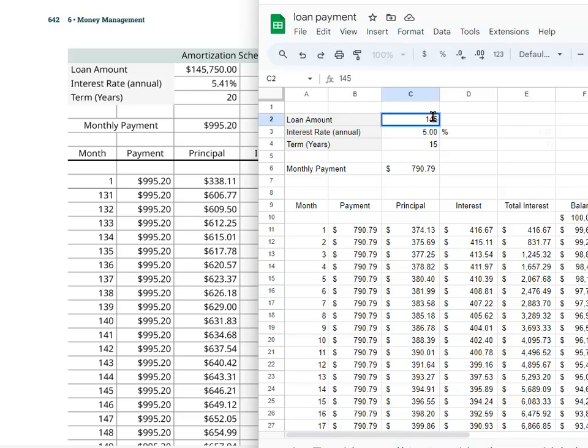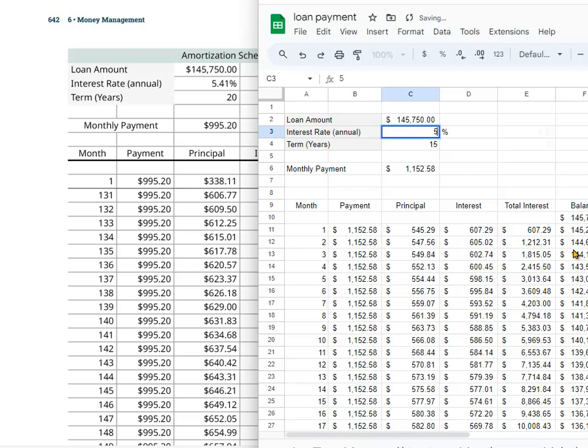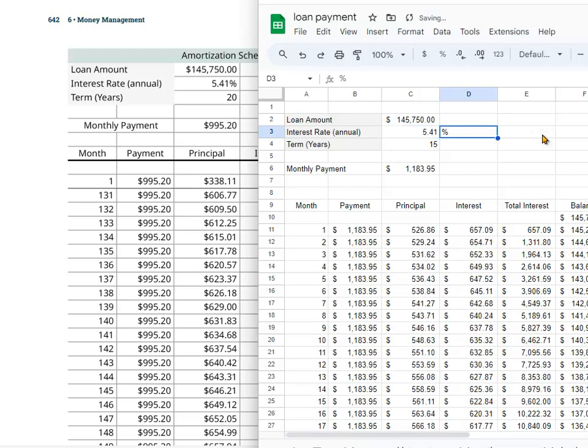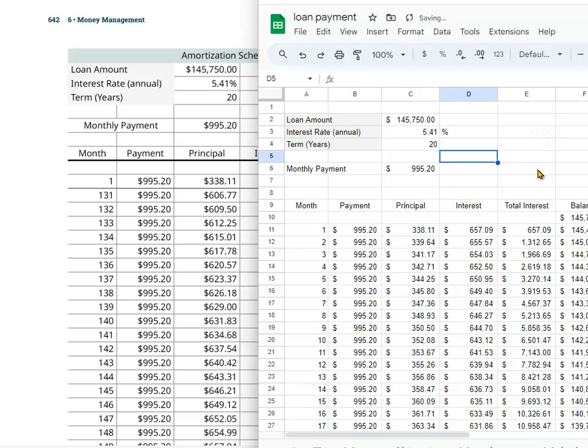$145,750, 5.41%. If you carefully look over here, you can see it hidden as a decimal. The term here is 20 years. There we go. And here you can still see the hidden 12 months in a year. Notice that the monthly payment calculated with the loan payment formula is $995.20, just like it shows here.